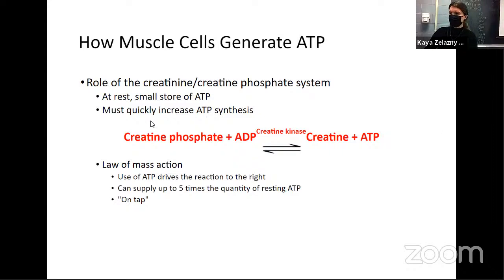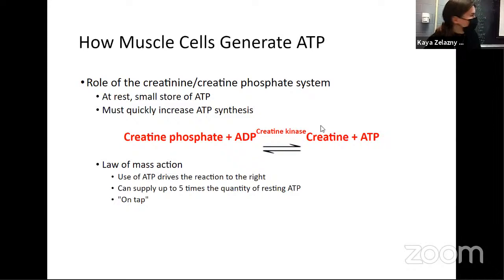So you have this molecule, creatinine phosphate, hanging out in your muscle cells. And this equation is at equilibrium. So we have creatinine phosphate and ADP being converted to creatinine and ATP and back. So it's going back and forth at equilibrium. Our enzyme here is creatinine kinase.